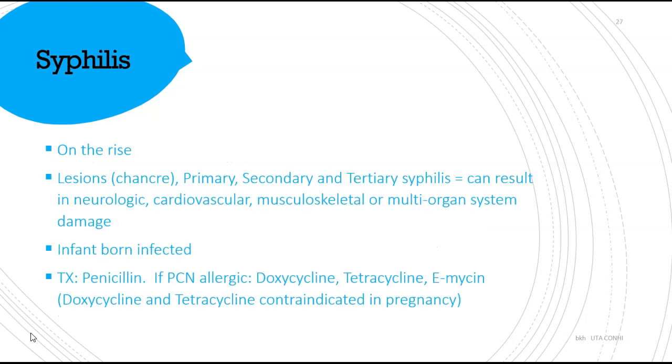Syphilis is on the rise. We may or may not see the chancre in our women. Our women can present with primary, secondary, or tertiary syphilis. Our babies can be born with primary, secondary, or tertiary syphilis. This causes problems in neurologic, cardiovascular, musculoskeletal, or multi-organ systems. Our babies are frequently born infected.